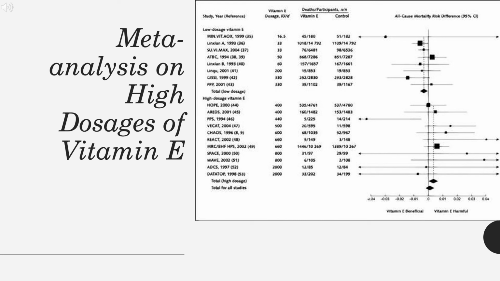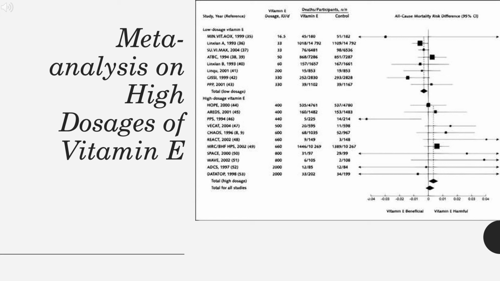So here's a forest plot of a meta-analysis that contained 19 different studies, but all of these studies looked at the effect of the dosage of vitamin E on all-cause death, and all the doses in all the studies were higher than the recommended daily value, which was 15 milligrams. But the 8 studies on the top half looked at doses ranging from 16.5 to 330 milligrams of vitamin E a day, and the 11 studies on the bottom looked at much higher doses, which ranged from 400 to 2,000 milligrams a day.